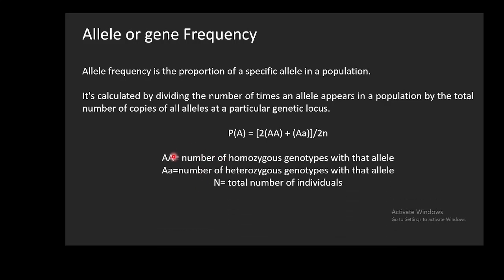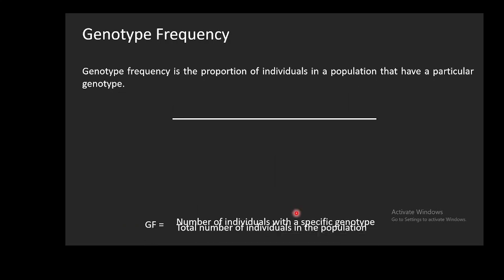So what is the AA? AA is the number of homozygous genotype with that allele. Capital A small a is the number of the heterozygous genotype with that allele, and n is the total number of individuals. And why we are multiplying it by 2 is because each individual carries 2 alleles per locus, and that's how you can calculate the allele frequency.